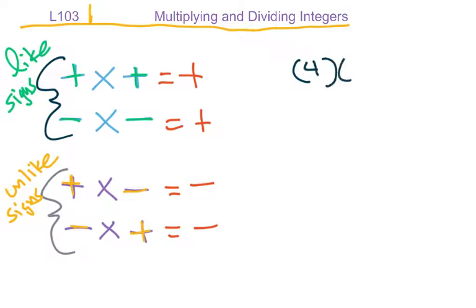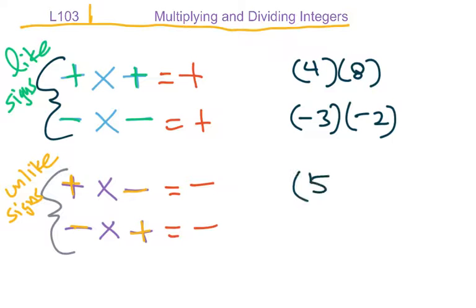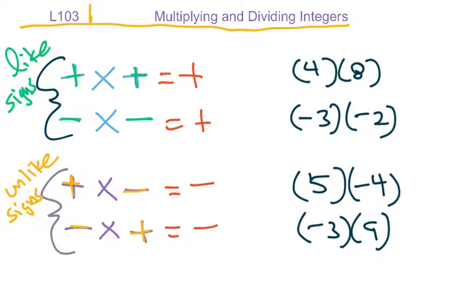What if I had 4 times, let's say, 8? Well, positive 4 times positive 8. What if I had negative 3 times negative 2? Negative times a negative. Another example might be 5 times negative 4. Or what if I had a negative 3 times just 9?